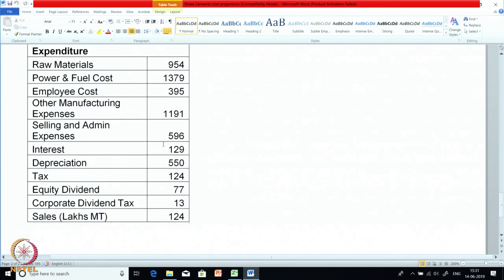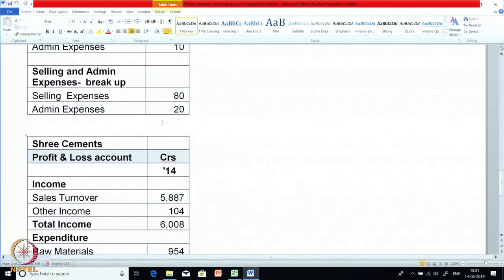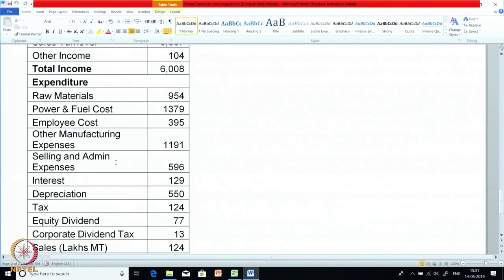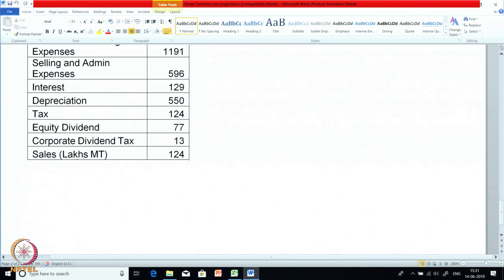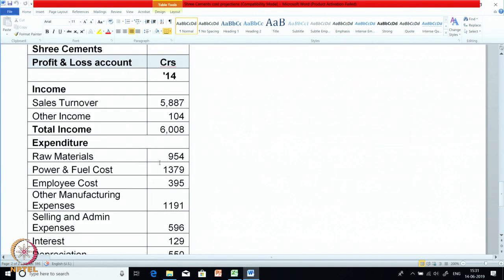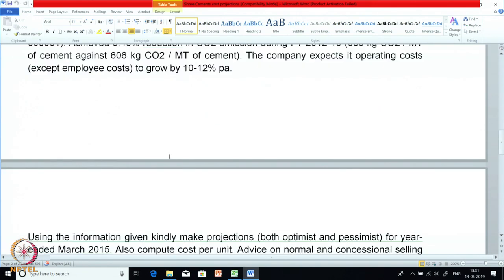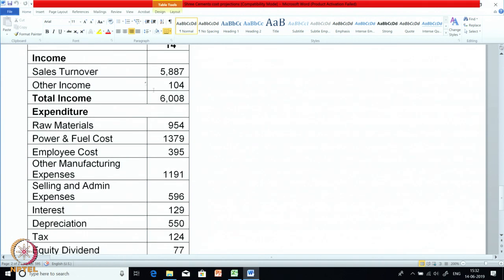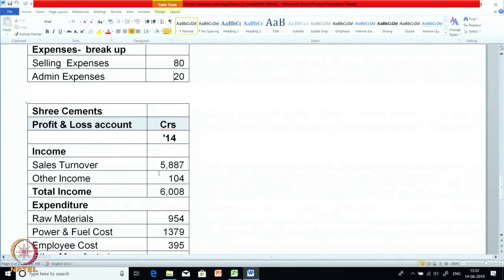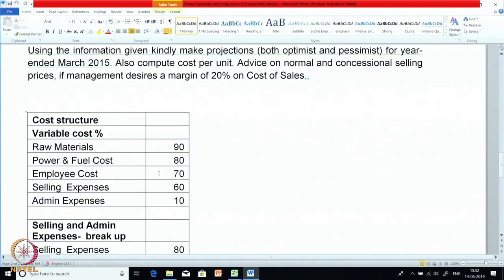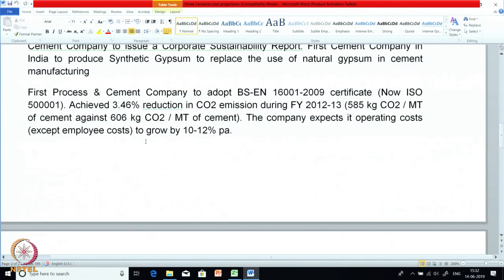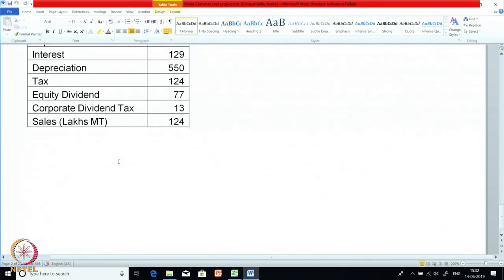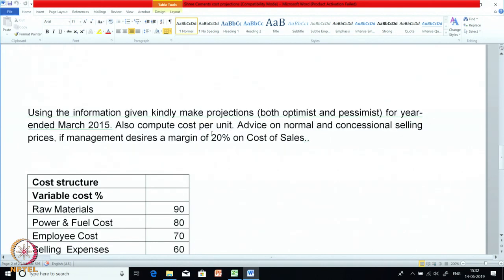All other items are directly given, but selling and admin are given together. They should be broken in the ratio 80-20. And the rest of the data is useful. The last line also tells you about sales in lakhs of metric tons. Now take up this P&L account of last year. It's not a full P&L, but information is given about the profit and loss. From that, compute the profit of last year, that is March 14. Then make two columns for 15, one for optimistic, one for pessimistic, and apply all the information given about changes in the cost structure, variability and so on, and make the projections for March 15. Okay, so are you ready?